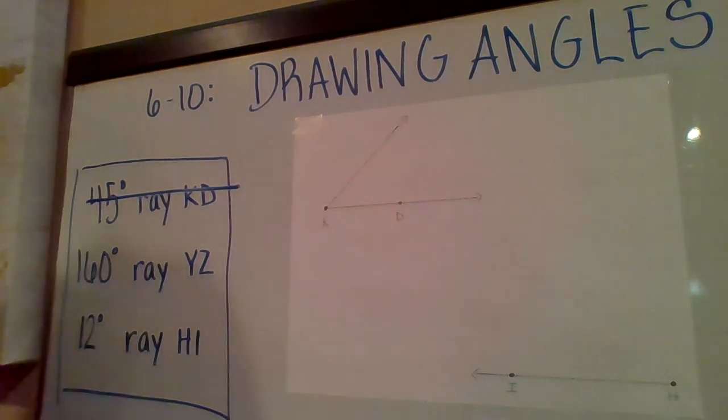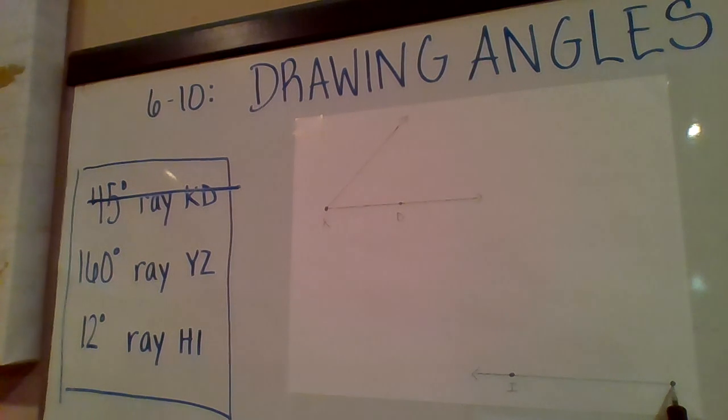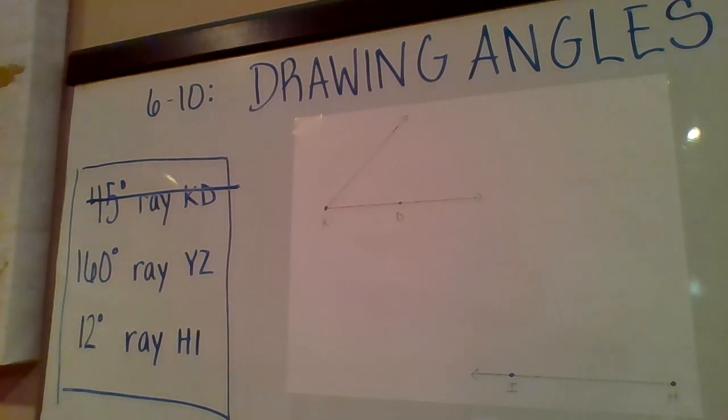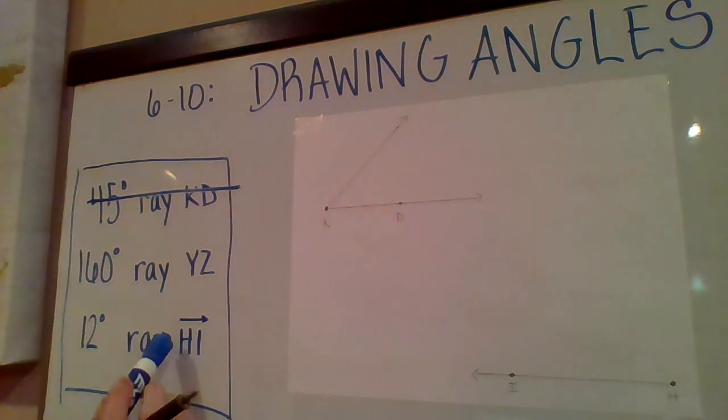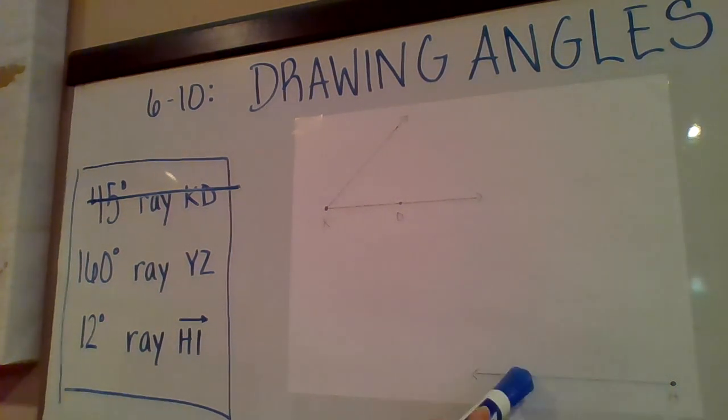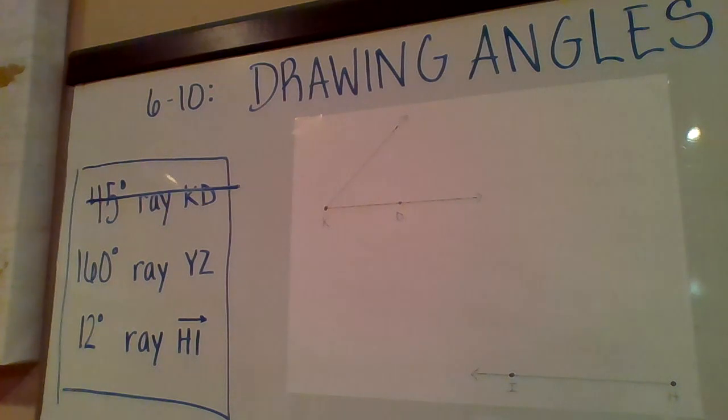Now this one, I'm making a 12-degree angle using ray HI. But I had to do HI, because when we draw rays, it's like this. Remember? And your endpoint is always the first letter. So my endpoint is H. Now I have to draw 12 degrees.